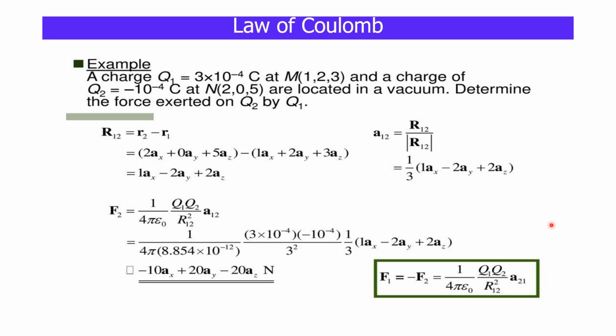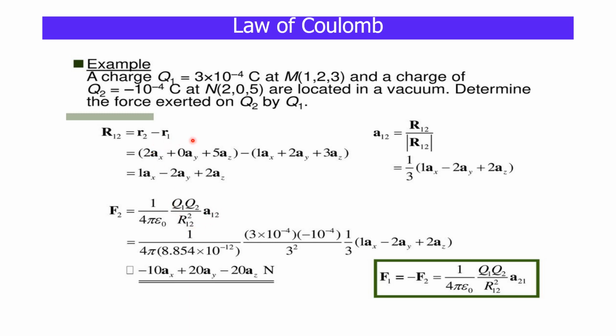Let us understand this law by solving a problem. It is given a charge Q1 equal to 3 into 10 power minus 4 Coulomb at point M (1, 2, 3), and the charge Q2 equal to minus 10 raised to minus 4 Coulomb at N (2, 0, 5), and they are located in vacuum. Determine the force exerted on Q2 by Q1. First of all, we know the equation; we have to calculate the force exerted on Q2 by Q1. So F2 is equal to 1 by 4 pi epsilon naught Q1 Q2 by R12 square into A12. If the question was the force exerted on Q1 by Q2, then we would calculate F1 and here it would become A21 and R21. In this equation, the unknowns are A12 and R12, so we have to calculate both values.